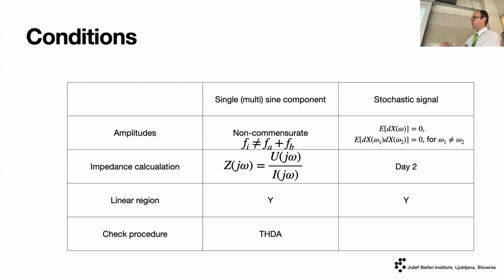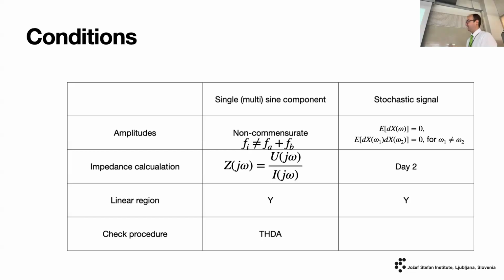If it's not a linear region, we can do something called total harmonic distortion analysis. For stochastic signals, this becomes a little bit more complicated. On average, the amplitude of each component must be 0. Why is that? Because if it's not 0, this means that over a long time, there will be a huge energy output, and we don't want to use that much energy. So we have to keep the energy almost 0.